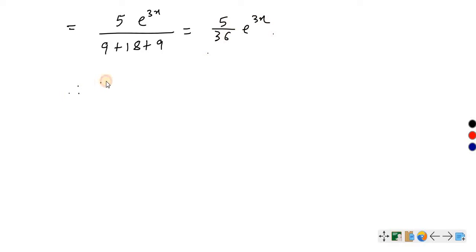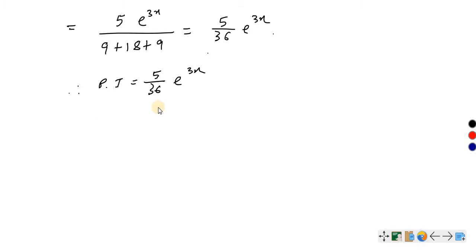Therefore, here the particular integral is 5 by 36 e to the power 3x. So this is the value of the particular integral for this problem. I hope all of you have understood this.